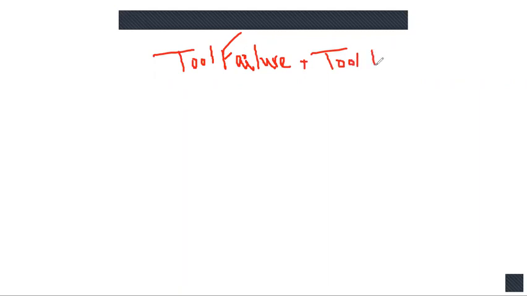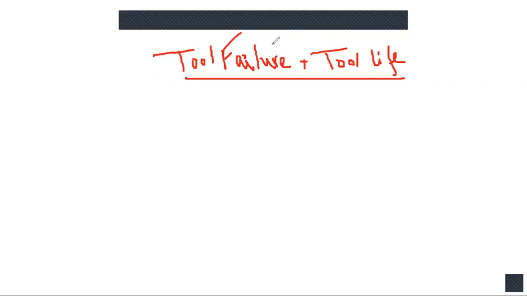Today, we'll discuss our next chapter in machine tools and machining principle. Our next chapter is tool failure and tool life. This is our next chapter.